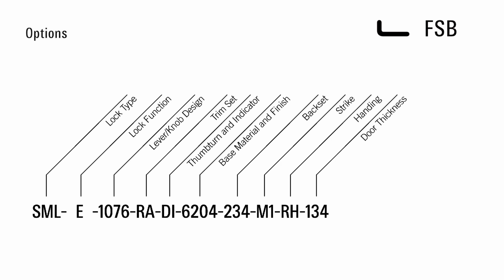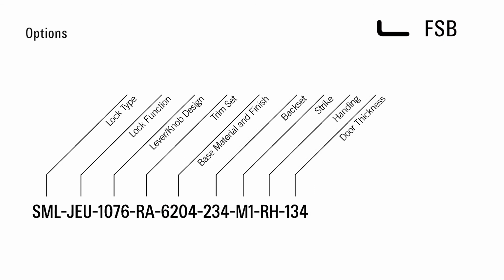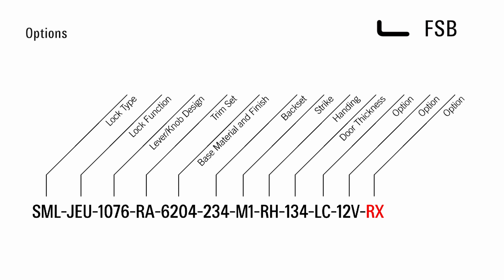The second example is more complex and uses several options. In this example, we have ordered an electrified storeroom fail secure mortise lock. This function is designated as JEU and also does not have a deadbolt, so will not require a thumbturn or indicator option. However, electrified locks do require you specify current, either 12 or 24 volts. We have also chosen to include a request to exit switch, which is designated as RX.